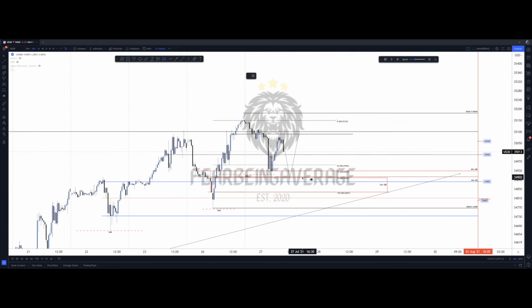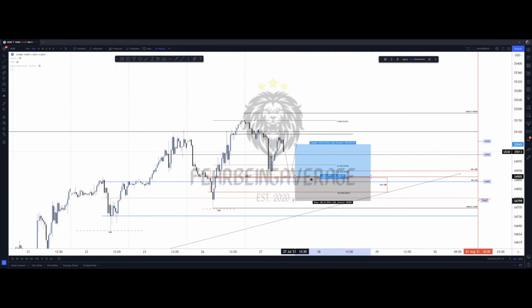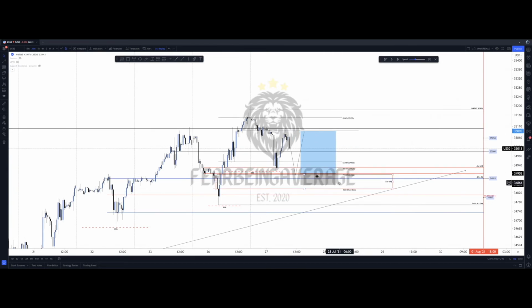Where I got in was at 34,905, I think was my exact price. I had a 50-point stop. And where did I have my stop? When I was taking the trade, I wanted to have the overall stop below the 50% of the 4-hour order block, which was right here, this big order block.